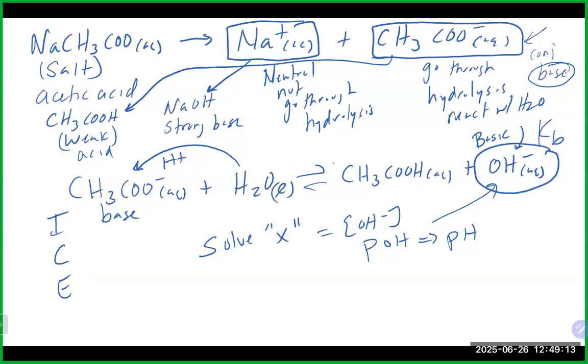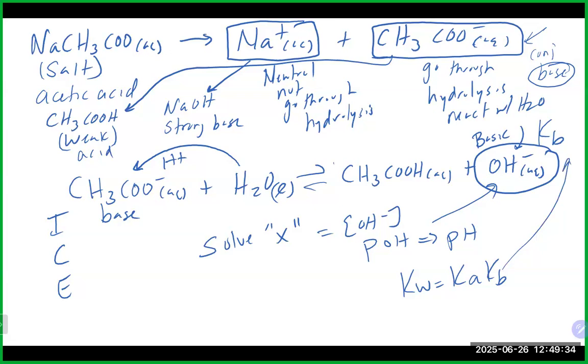I would need a Kb value. Probably you will have a Ka value given to you. So this is the type of problem, hydrolysis problems, where they give you the wrong K value. And that is where you can use what we talked about a second ago, the Kw equals the Ka times the Kb. And you could convert it out to your Kb value in this case.